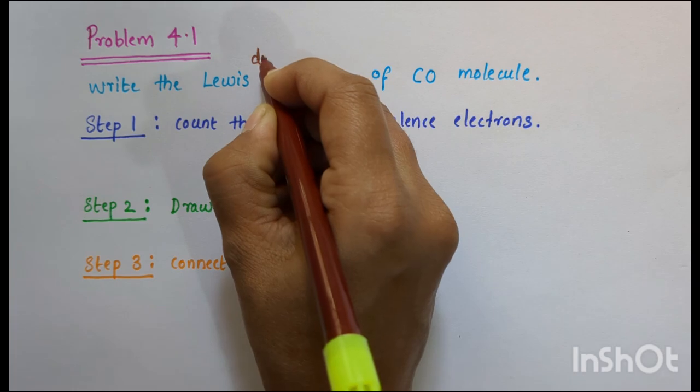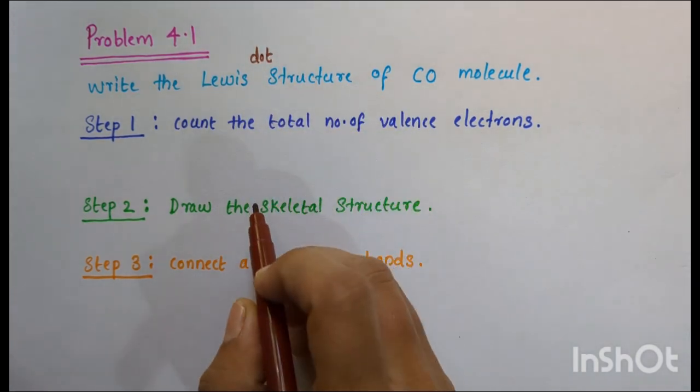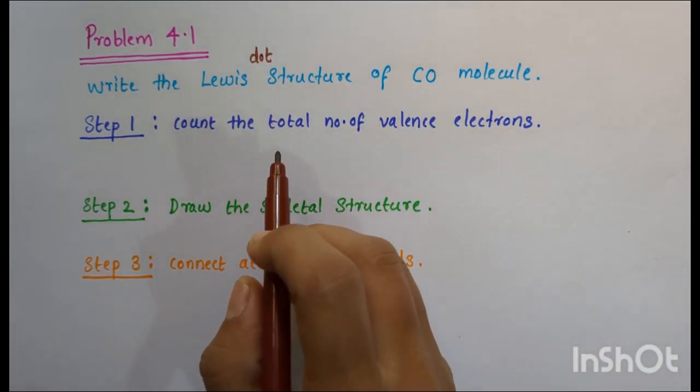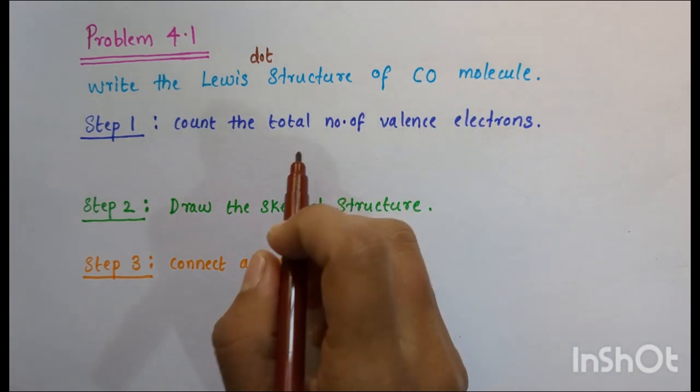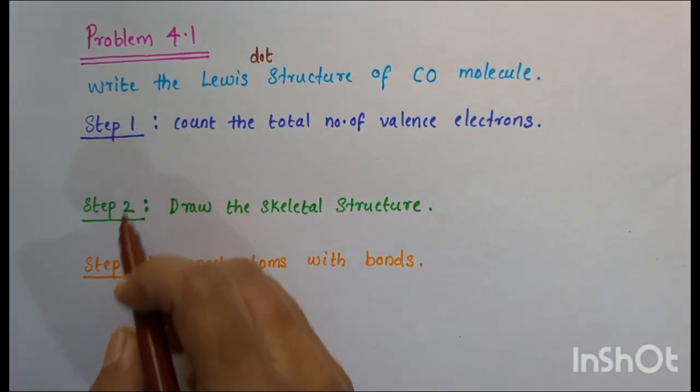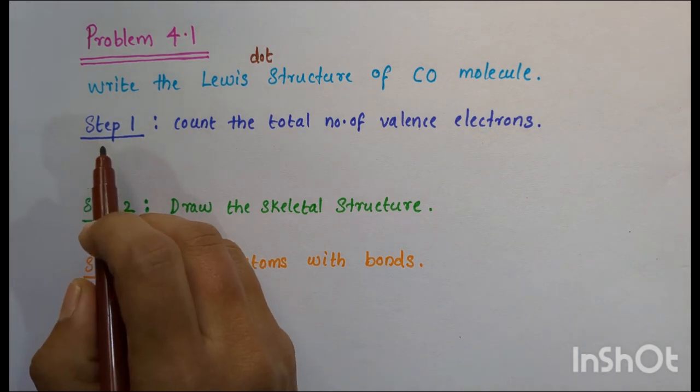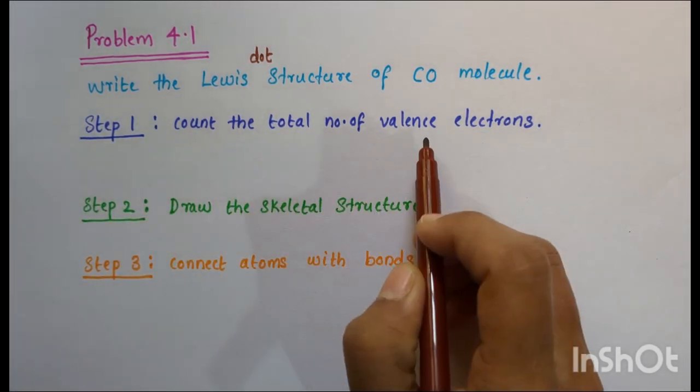Lewis structure, in the sense, Lewis dot structure of a particular molecule. Here we have to write the Lewis dot structure of carbon monoxide molecule. Let us see how to write it. You have to follow three steps. Step 1 is to count the total number of valence electrons.